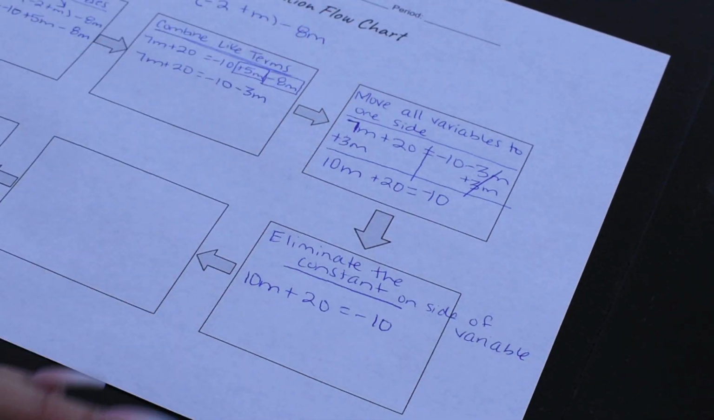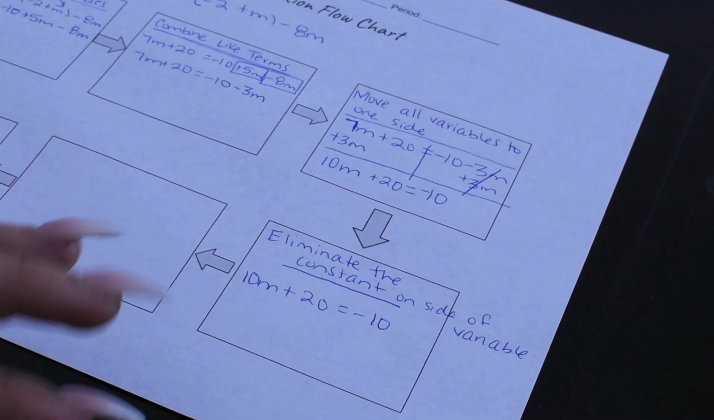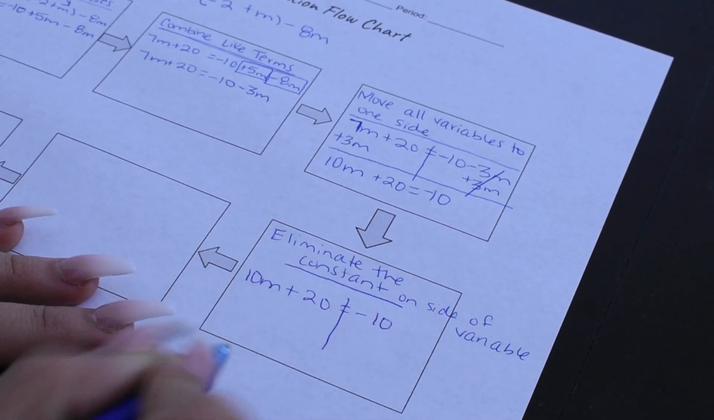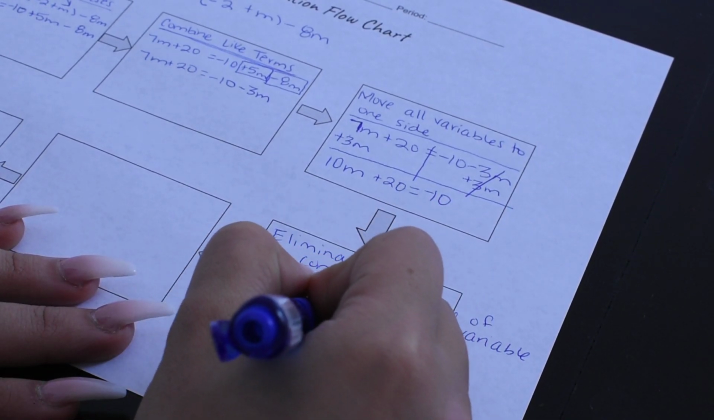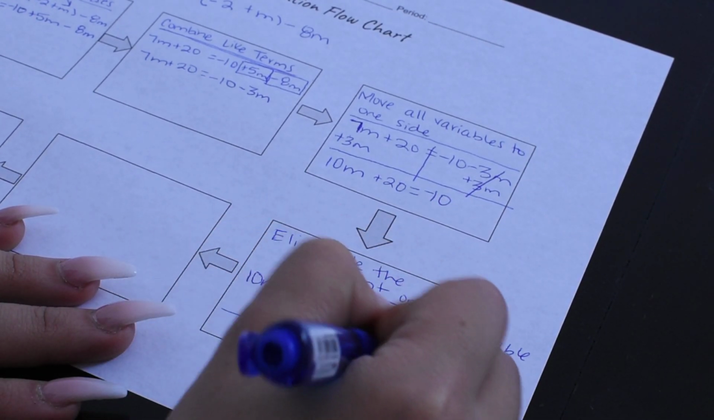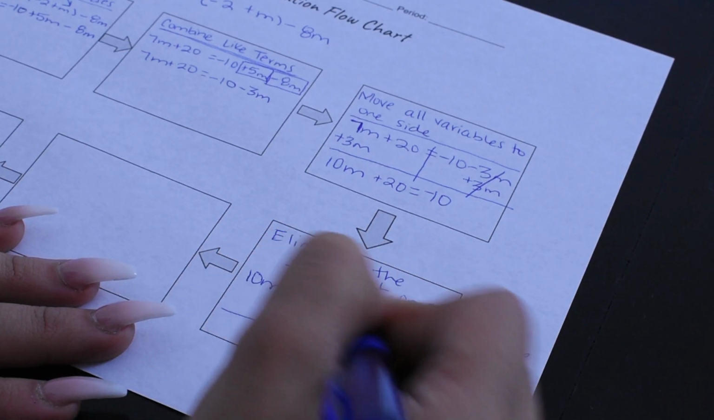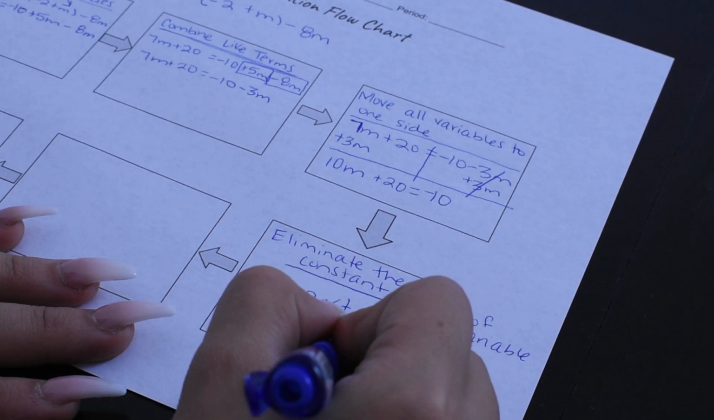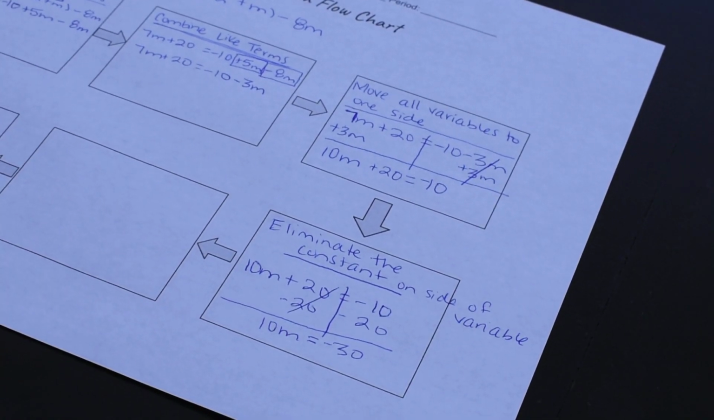Sorry, y'all probably got mad at me because I did that and then went out the box. I'm sorry. All right, so I draw my river. Got to get rid of this 20, so I subtract 20 on both sides. I end up with 10m equals negative 10 minus 20. That's negative 30. Cool, we got that.